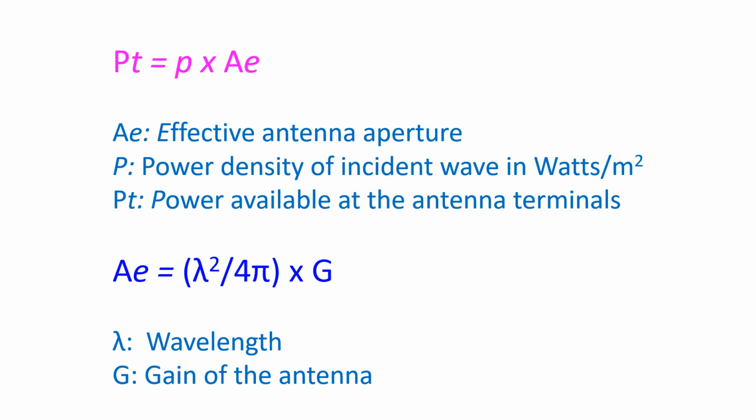The effective antenna aperture is proportional to the square of the wavelength and the gain of the antenna. The formula for calculating the effective antenna aperture if the gain of the antenna is known is Ae is equal to lambda squared by 4 pi into G, where lambda is the wavelength and G the gain of the antenna as its linear value and not decibels.